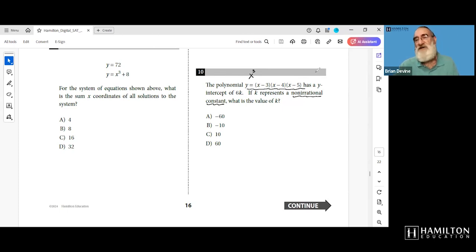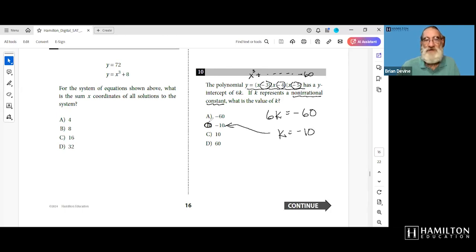But then on the other end, it's going to be the product of -3, -4, and -5. So I should have a -60 on the other end, and then a bunch of other stuff in between. I don't have to multiply it out, but I could. I could graph it and see the y-intercept, which would be at -60. But now I know that 6k has to equal -60. Well, k then would have to be -10. And B is your answer.